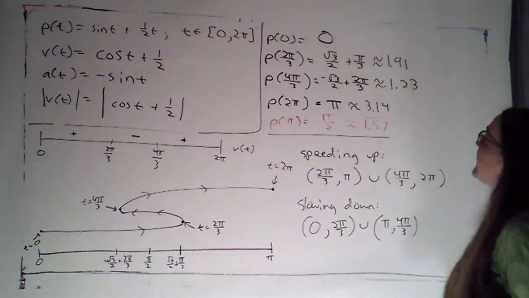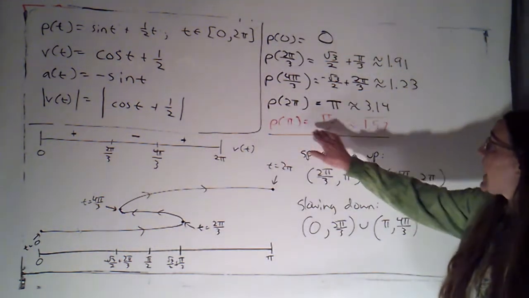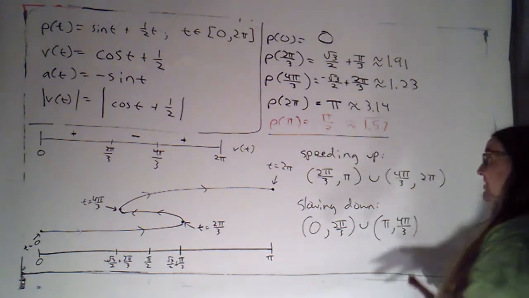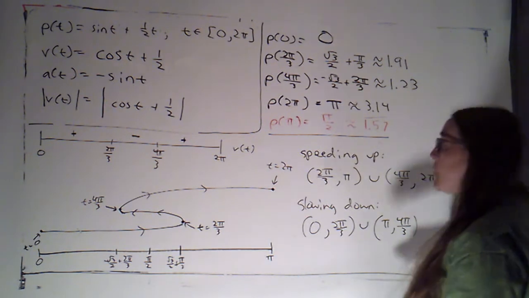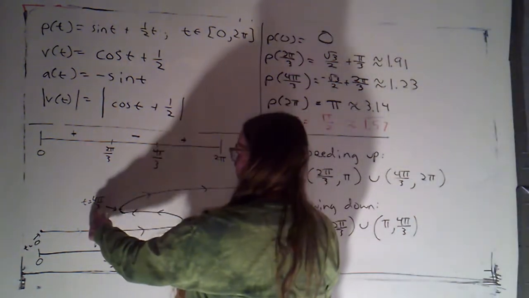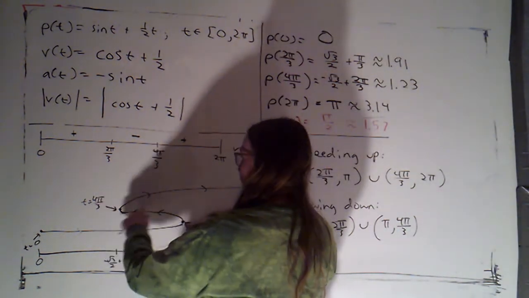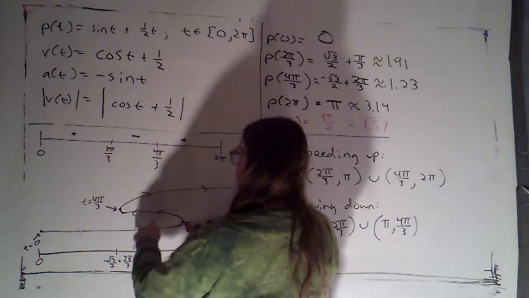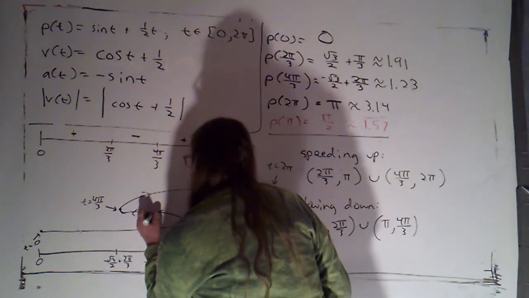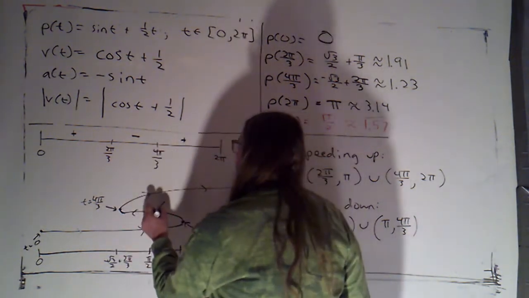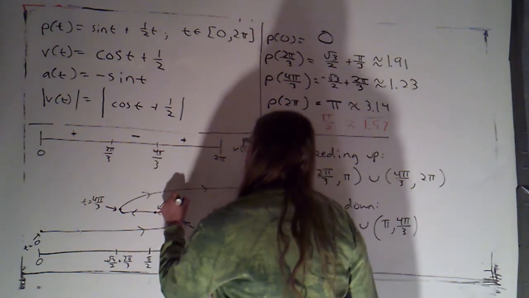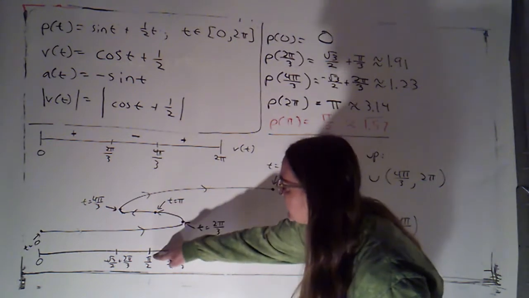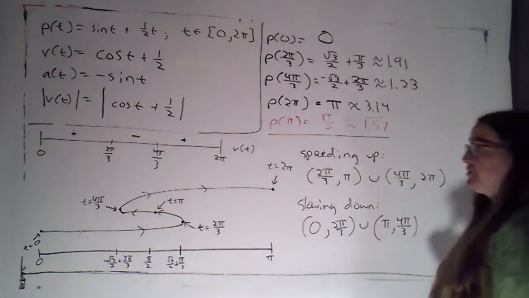Okay. Now, I'd like to add my point at time pi, because then I'm going to color code this to indicate when we're speeding up and when we're slowing down. So pi was in between 2 pi over 3 and 4 pi over 3, so that's on this leg of the trip. And at that time, we were at position pi over 2. So this is time t equals pi, lined up above position pi over 2.